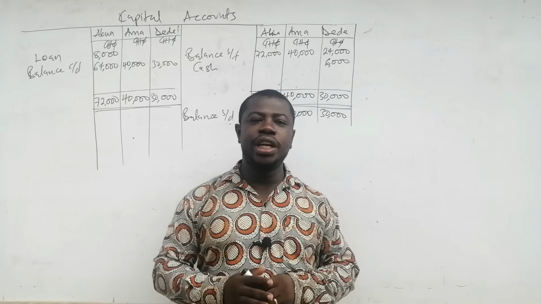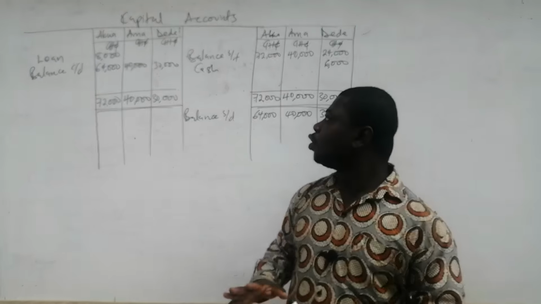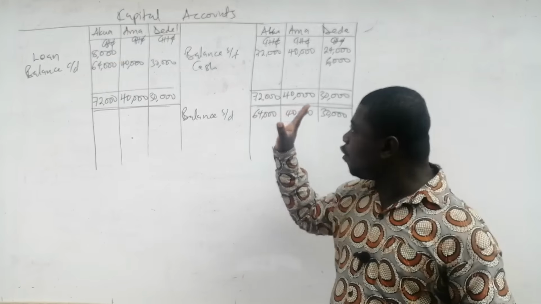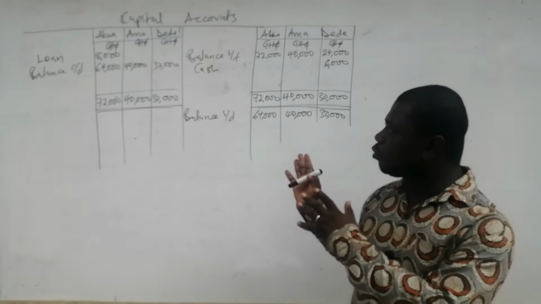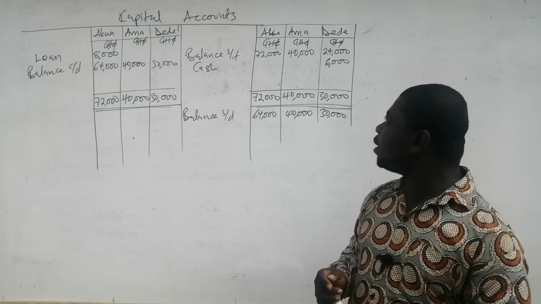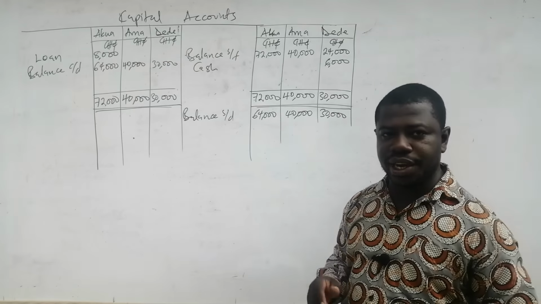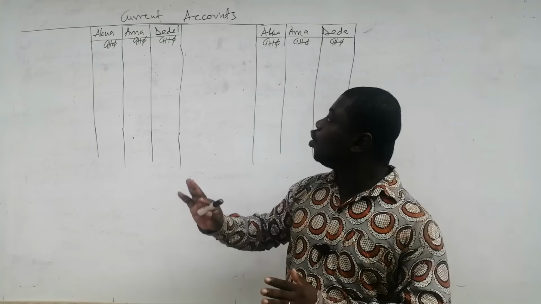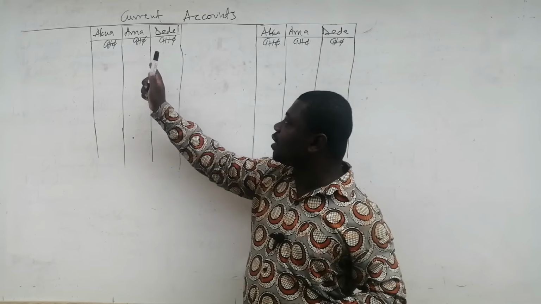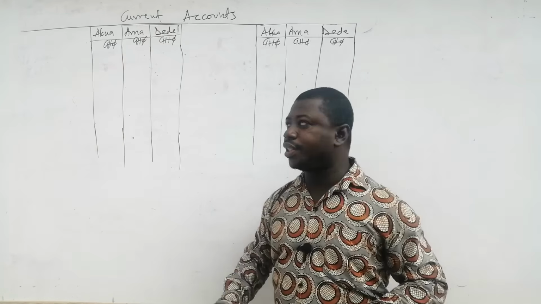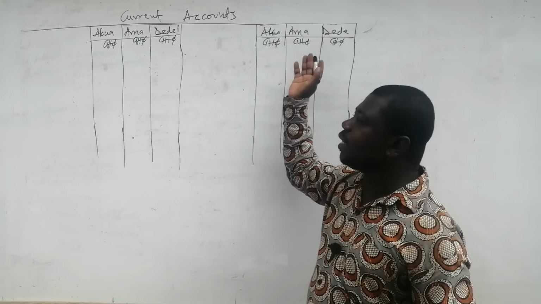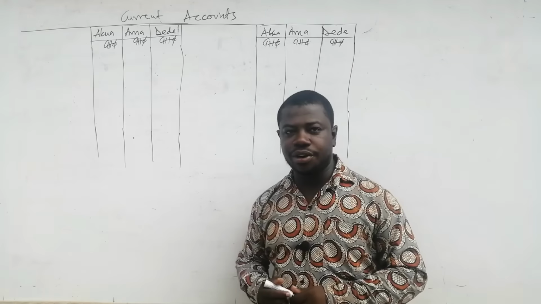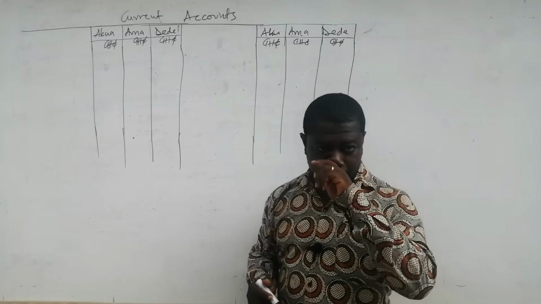I'm sure you really understand what I've just explained. So from here, we'll use the same format to prepare for the current account as well. So I'm sure I can clean the board for us to continue with the current account as well. Okay, so using the same format, what I've done is that I've just changed the capital to current, but it's the same format. And I maintain the names, Equia, Ama, and Dede for both the debit and the credit side. So we begin the current account as well.